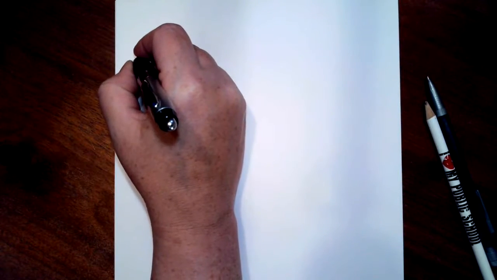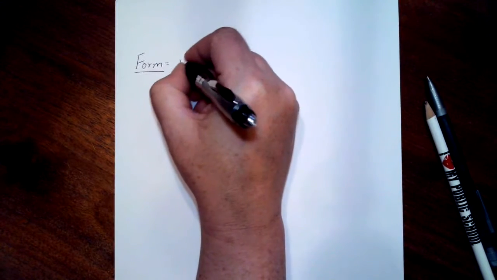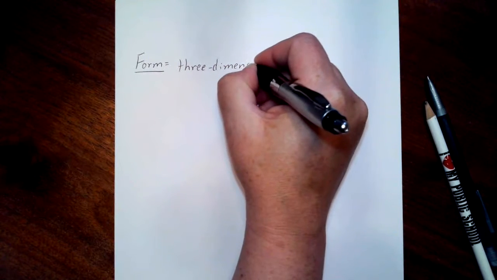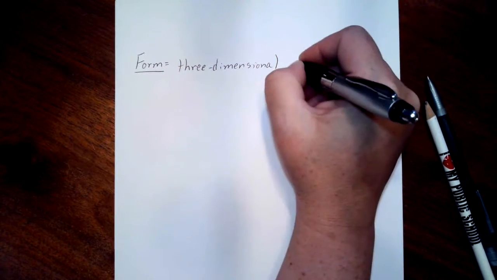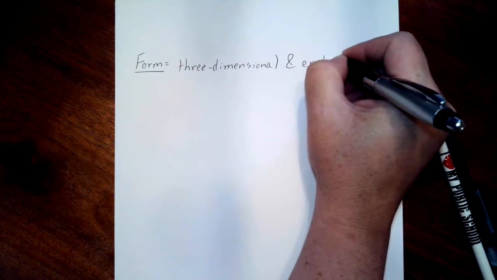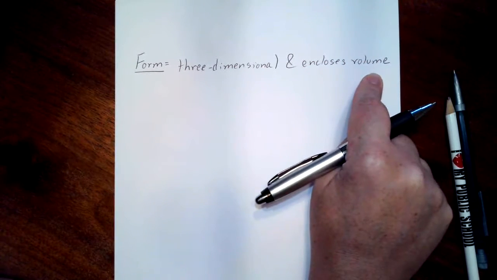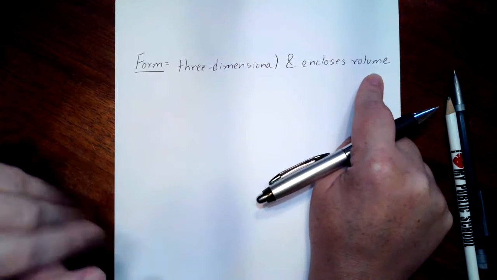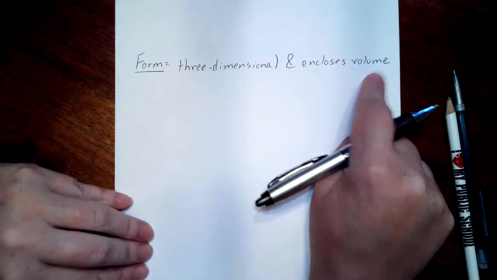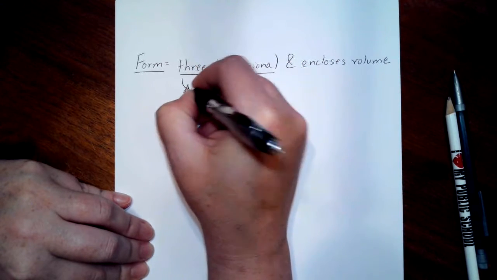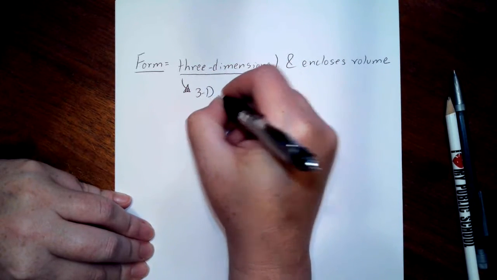Let's go ahead and talk about form. Form is three-dimensional and it encloses volume. You're going to learn more about volume in math class and science class. You'll learn how to write the formulas for that and everything, okay? Now, if something is three-dimensional, we do commonly say 3D.